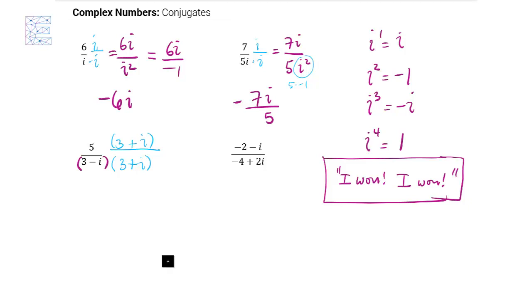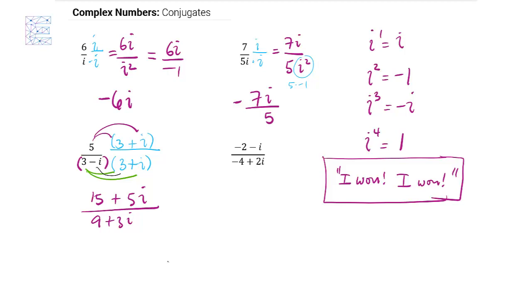And now we're just distributing. 5 times 3 is 15. 5 times I is 5I. And the bottom part, we are going to be foiling. So 3 times 3 is 9. 3 times I is 3I.